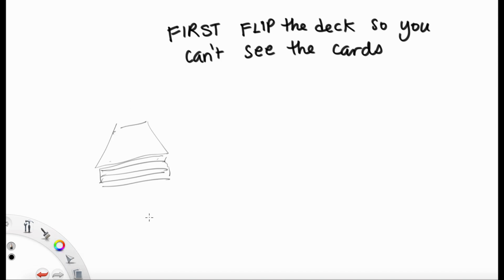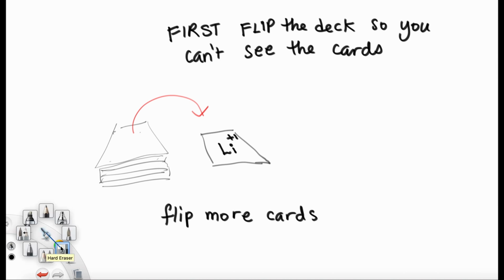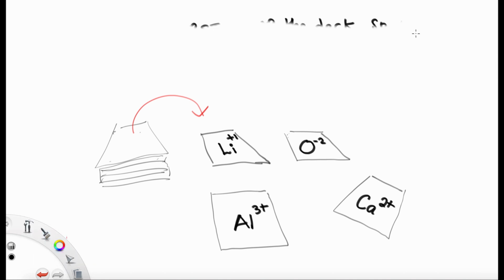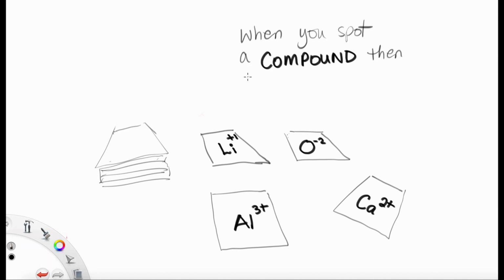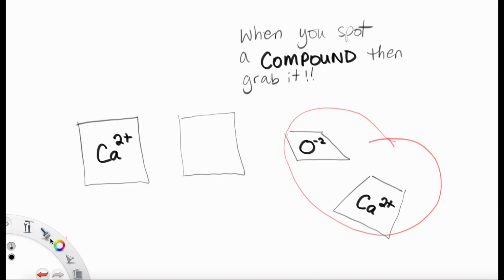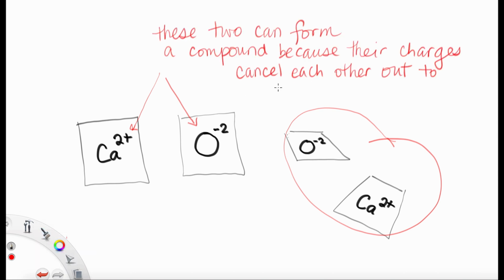First, flip the deck so that you can't see all the cards, but you can only see the one that you flip. And now you flip more cards. When you spot a compound, then you grab it. These two can form a compound because their charges cancel each other out to zero.